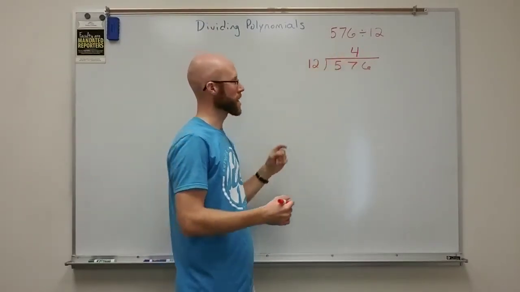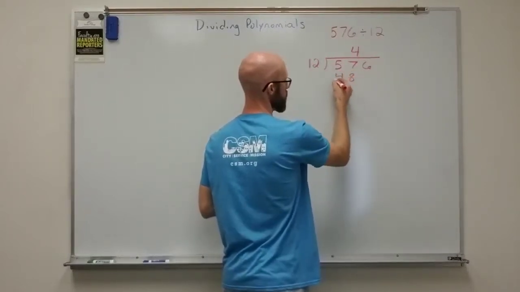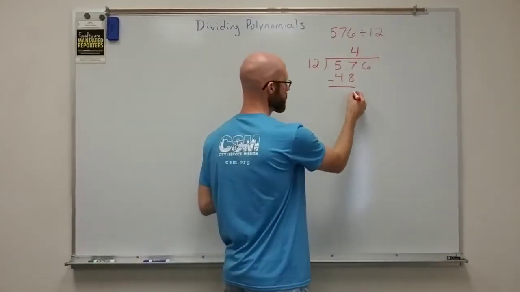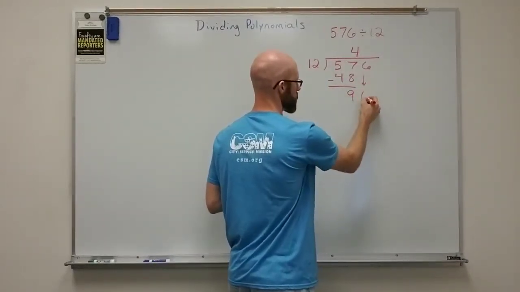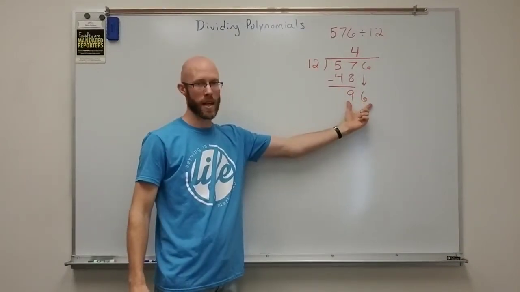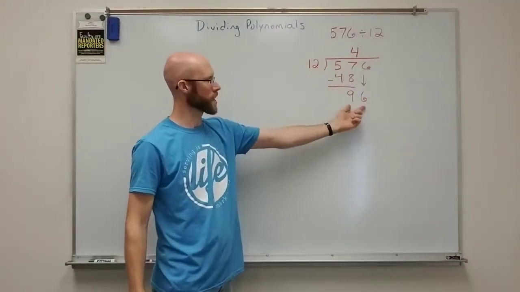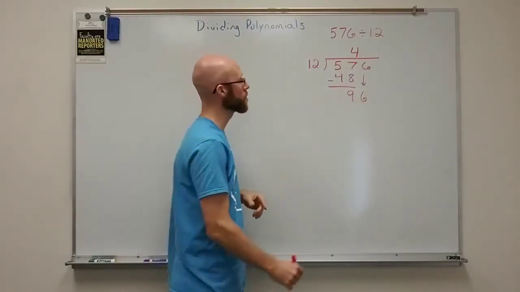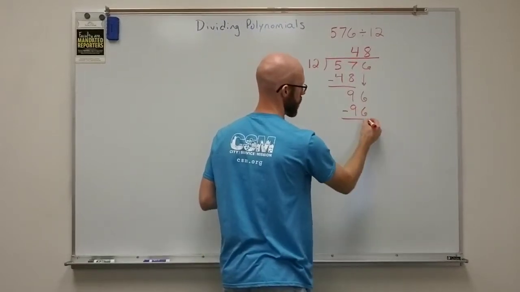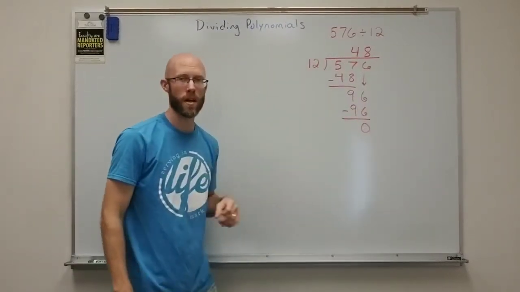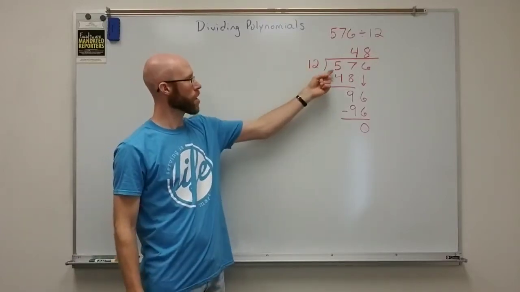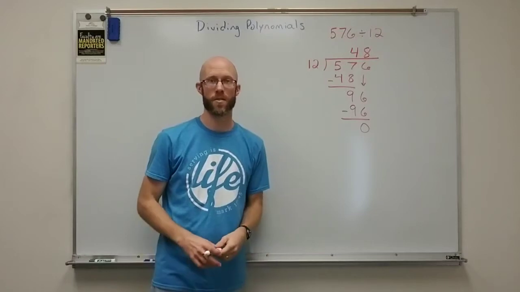4 times 12 is 48. So remember, we multiply down to find our remainder. 57 minus 48 is 9. We bring down the 6. And now we can divide up the 96. 12 goes into 96 evenly at 8. 8 times 12 is 96, and our remainder is 0. It's always nice when the remainder is 0. Okay? That means that 12 is actually a factor of 576.